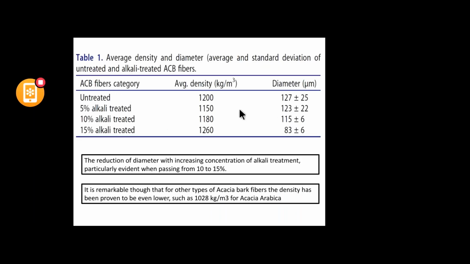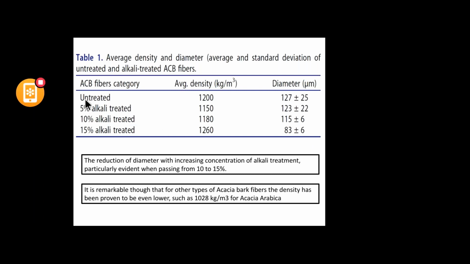So this is the average density and diameter, which I showed in this figure. In this table, I have displayed the effect of alkali treatment on the density as well as the diameter. You can see the reduction of the diameter with increasing concentration of the alkali treatment.